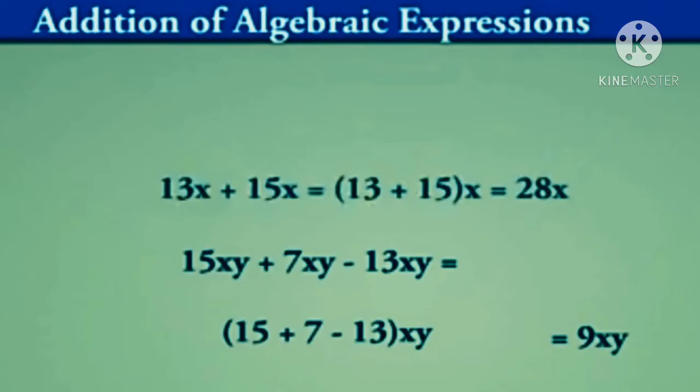So let's see some examples. 13x plus 15x both have the same literal x, so we are adding the numerical coefficients. 13 plus 15 is 28. So 13x plus 15x is 28x. Similarly, 15xy plus 7xy minus 13xy. So it will be 15 plus 7 minus 13, that is 9xy.